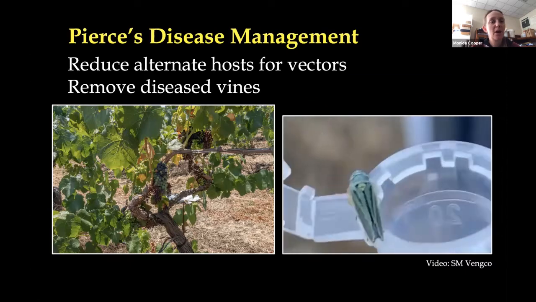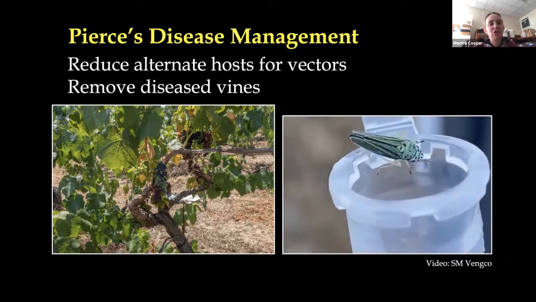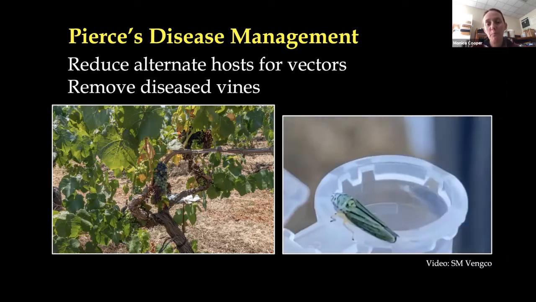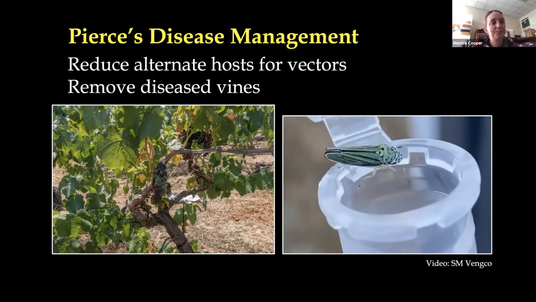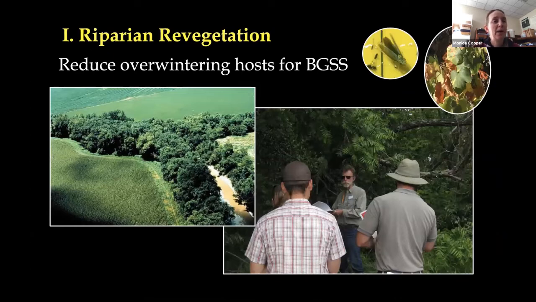Okay, so I'm going to talk now a little bit about PD management and what the most important steps are for Pierce's disease management. In the North Coast, riparian revegetation has been our single most important thing that we've been able to do for Pierce's disease. And what we're doing when we do riparian revegetation is removing those alternate hosts for blue-green sharpshooter and thereby reducing the habitat that they have for overwintering.